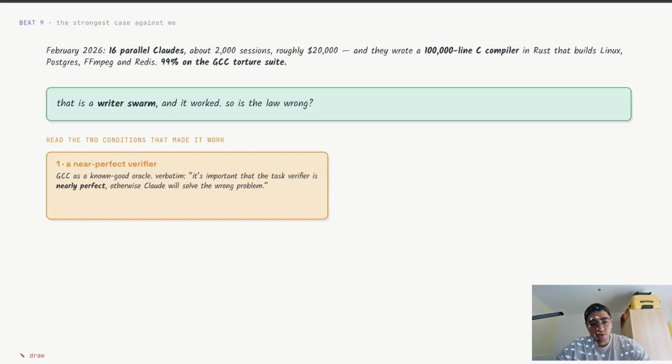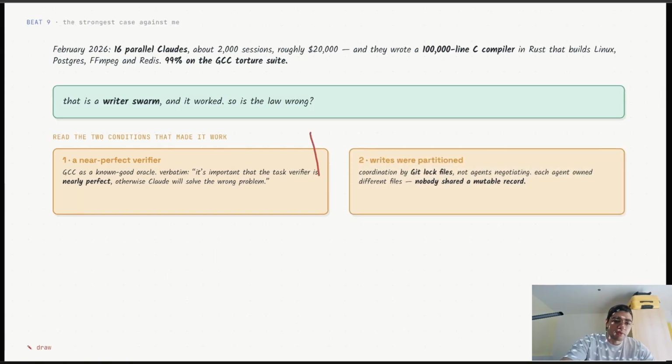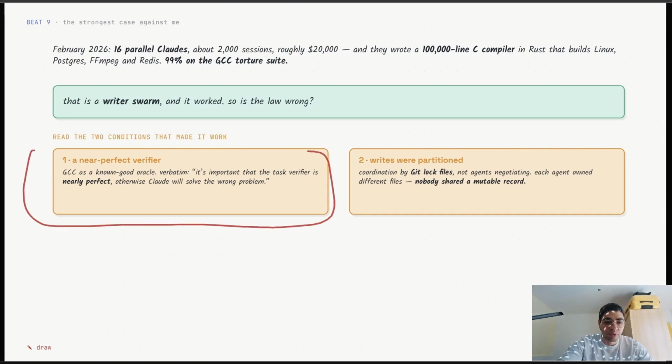But actually there are two conditions for that. First of all, we have a near perfect verifier. GCC is a known good baseline, a feedback loop. And it's important that the task verifier is near perfect. Otherwise, Claude will solve the wrong problem. So that's actually the main reason why this worked out, which will not always be available for you.